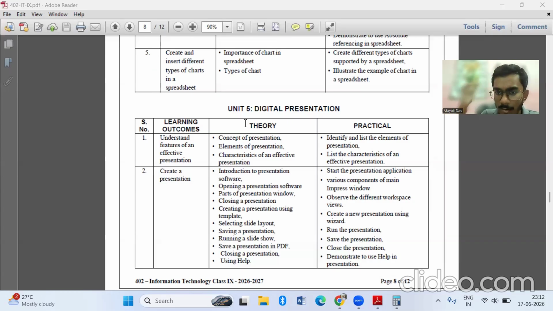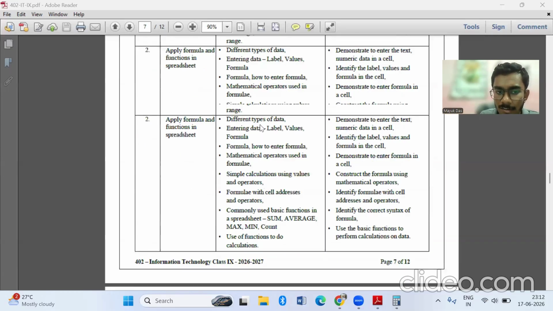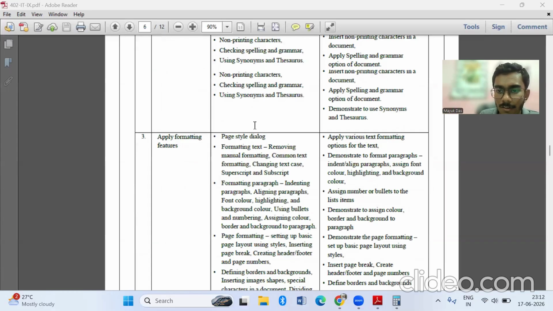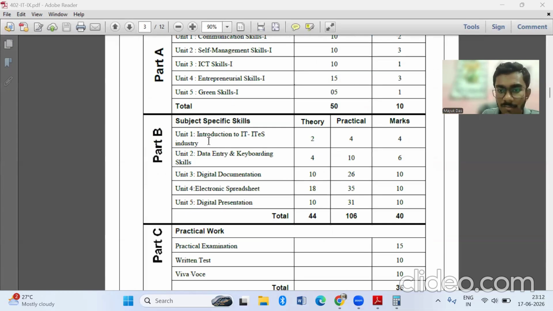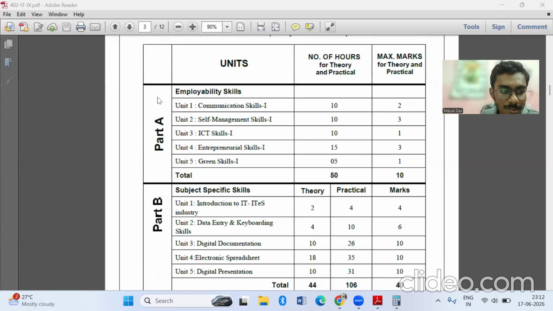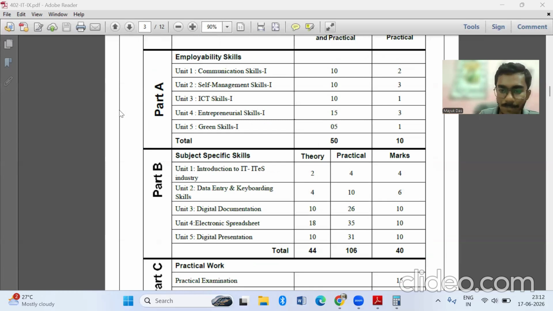But I don't know why CBSE has prescribed LibreOffice. This is my view; I'm not able to identify the reason behind it. So since CBSE has prescribed it, there is nothing to do about it. We have to learn LibreOffice.